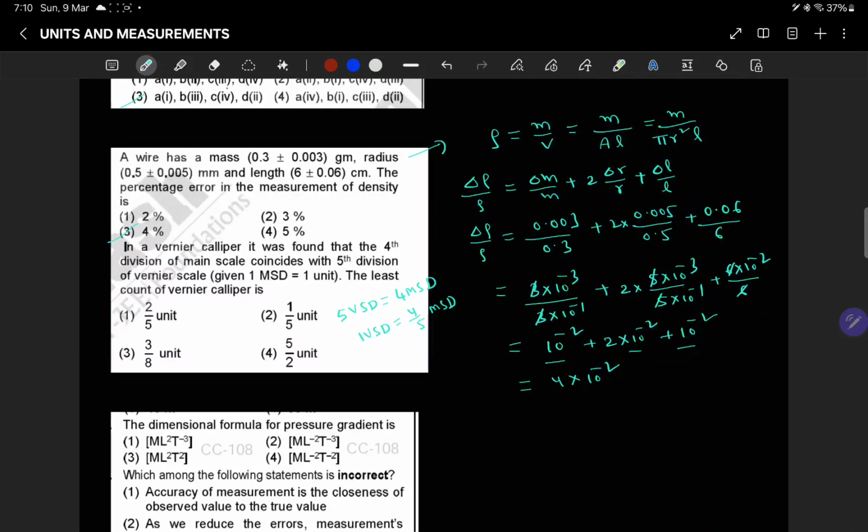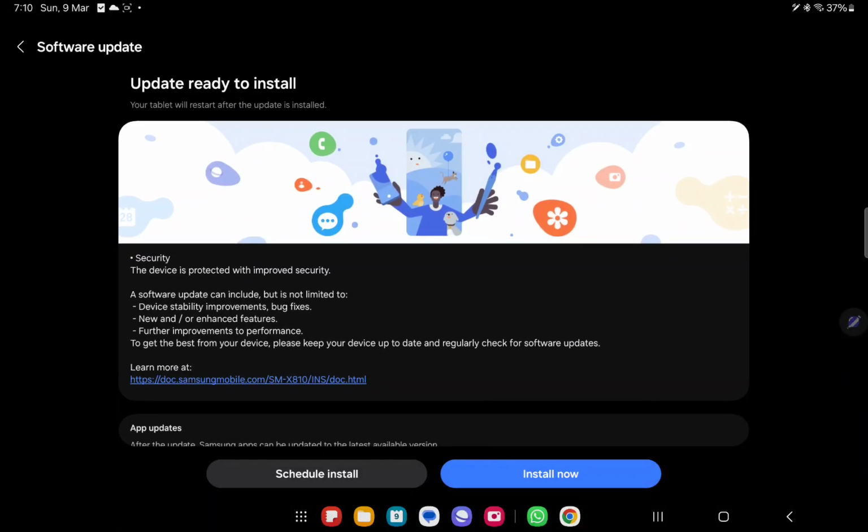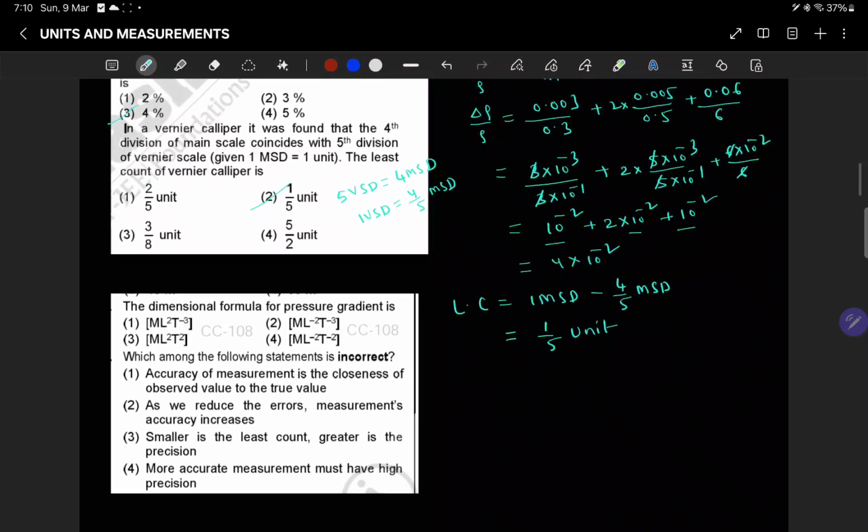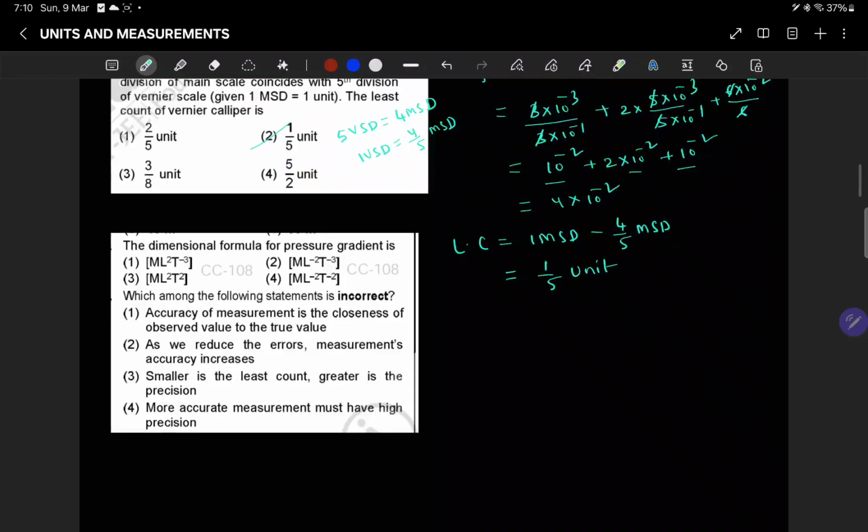Least count. So least count equals 1 MSD minus 1 VSD. 1 MSD is given here as 1 unit. 1 VSD is 4 by 5 times of MSD. So now here 1 MSD is 1 unit, and 5 minus 4 is nothing but 1 by 5 MSD units. So 1 by 5 units, it is the second option, students. Easy. We discussed some questions above also.